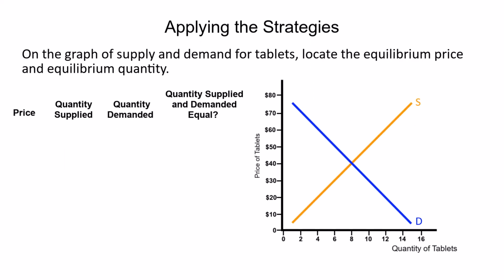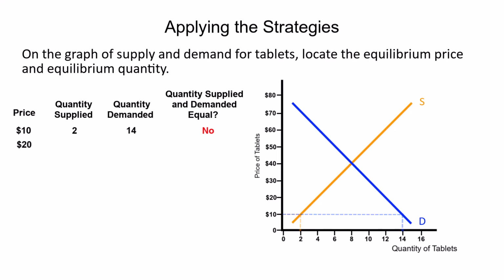Now, let's use both strategies to find the equilibrium price and quantity. Let's start looking for the equilibrium point using the first strategy. The lowest price on the graph is $10. At a price of $10, the quantity supplied is 2 tablets, and the quantity demanded is 14 tablets. So the quantity supplied and the quantity demanded are not equal because the quantity supplied, 2 tablets, is less than the quantity demanded of 14 tablet computers.